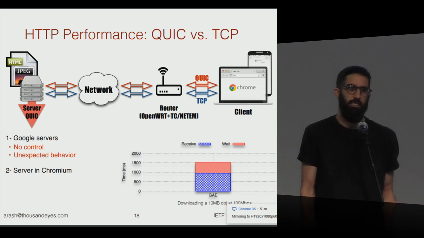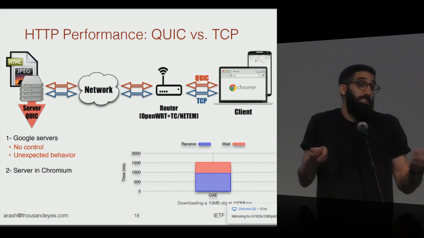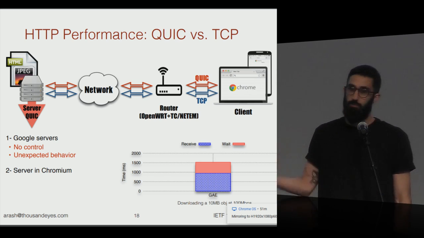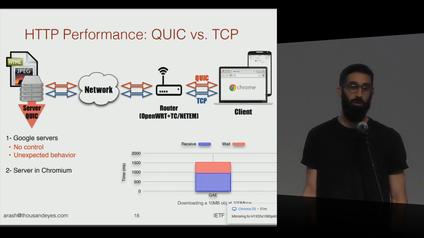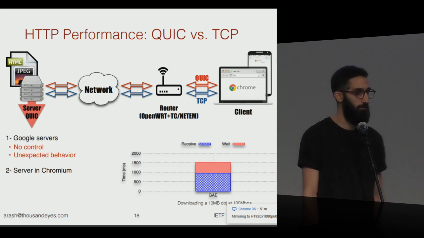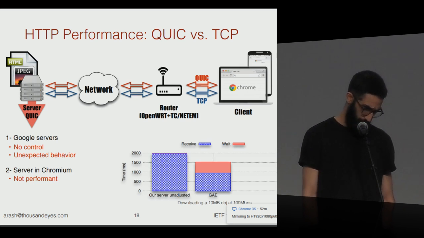We did some tests, and we realized this wait time exists in Google App Engine. We weren't sure why it's happening, and obviously we didn't have any control over the server to investigate this more. This was not good for us, because if we're checking performance and comparing millisecond times, a half second wait time is not okay. So we decided to use the server in Chromium.